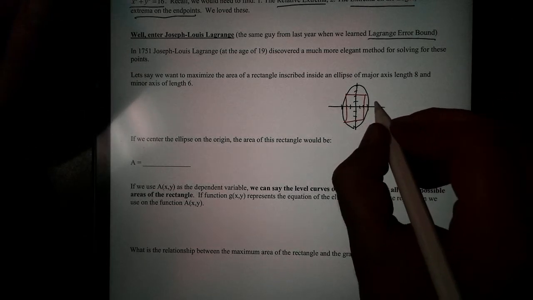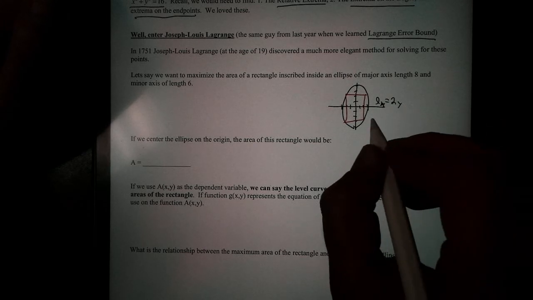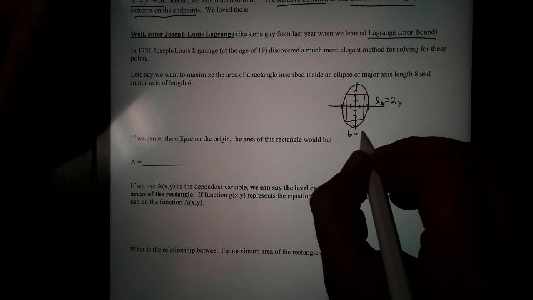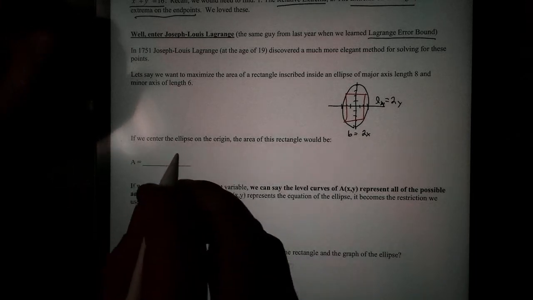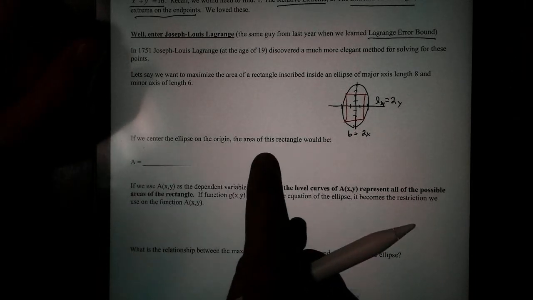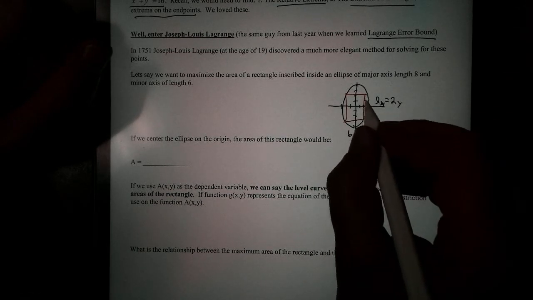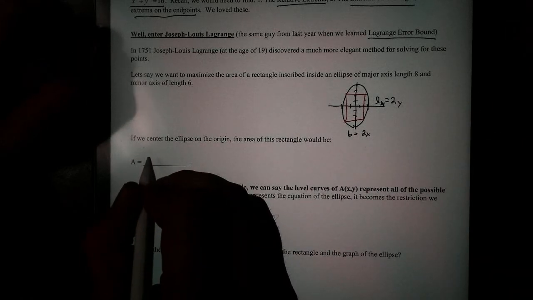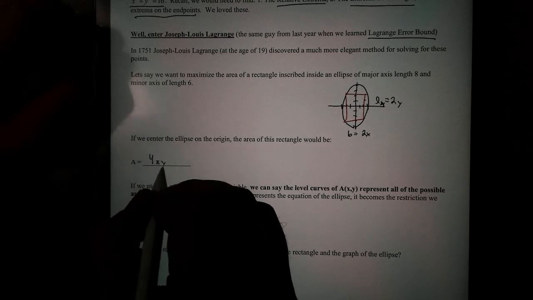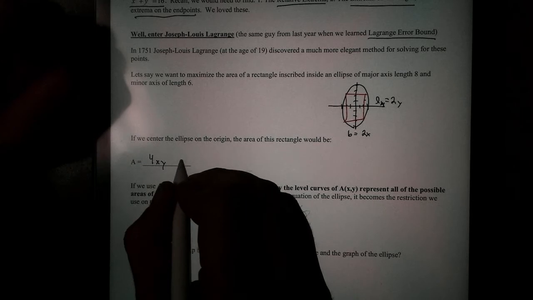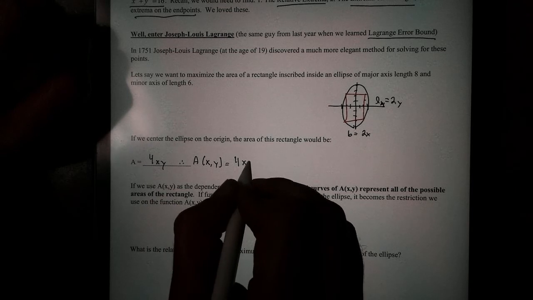Now, I can get the length of my rectangle, that's not going to be too bad, as being 2y. And the base of my rectangle is going to be 2x. So, from geometry, I can now get the area of my rectangle. Remember, it's going to be 2y because this is a y value and that's a y value, so we just double it. From geometry, I can get the area of my rectangle as being 4xy. So therefore, I can write this area as a function, A(x, y) = 4xy.